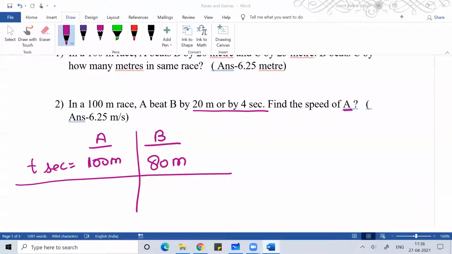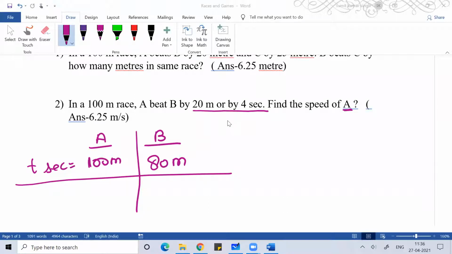So in a 100-meter race, A beat B by 20 meters or 4 seconds. When A reached, meaning A covered 100 meters, B had covered 80 meters. So in a 100-meter race, A beat B by 20 meters, or by 4 seconds. I hope you're understanding.